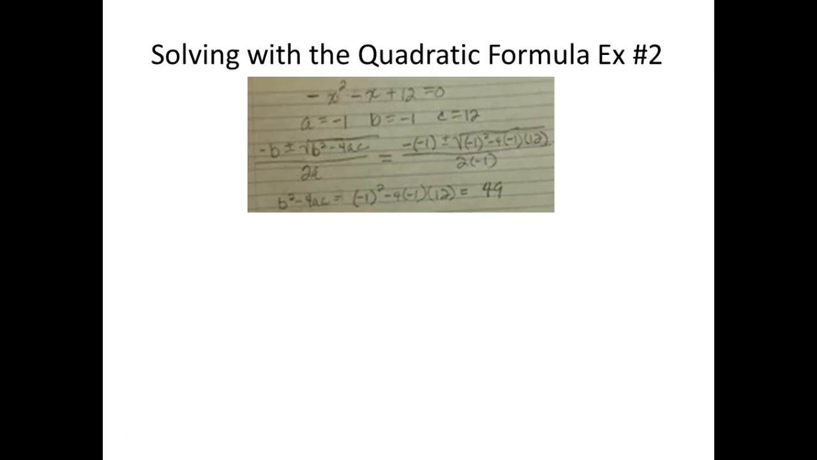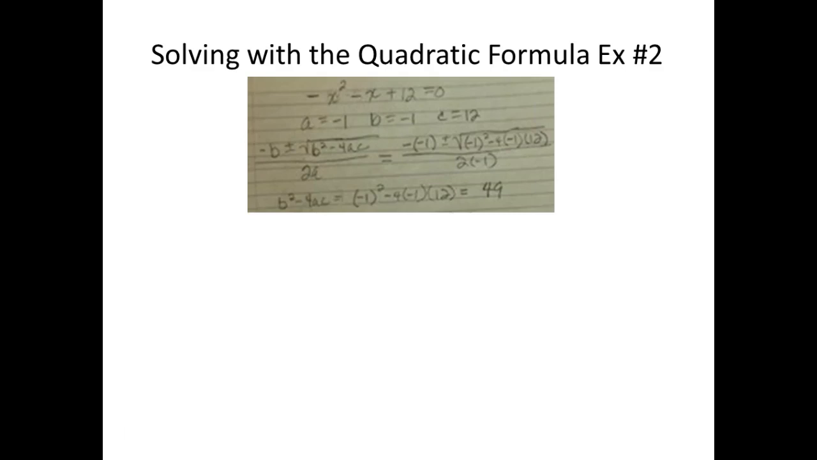For example, b is negative 1. The formula says negative b, so I have negative 1. And if I'm going to put this in my calculator, and you will, make sure that you put parentheses around any negative number that you square. Okay, so next I'm going to calculate my discriminant, and I find that it's 49.